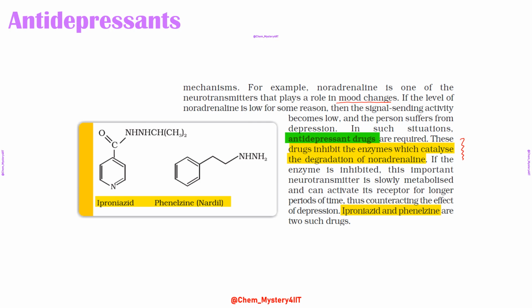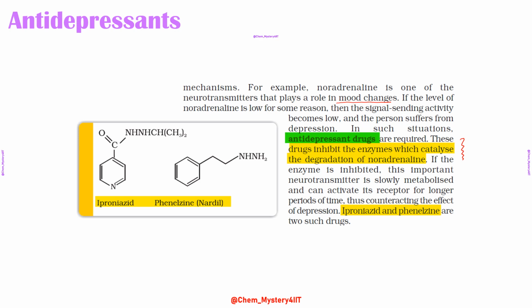So for these people who are feeling depressed, if we can inhibit the enzymes which degrade noradrenaline, their body can have enough noradrenaline present, which can lift up their mood. So these antidepressant drugs elevate the mood by not getting rid of this noradrenaline, which is required for energy, for people feeling more energetic.